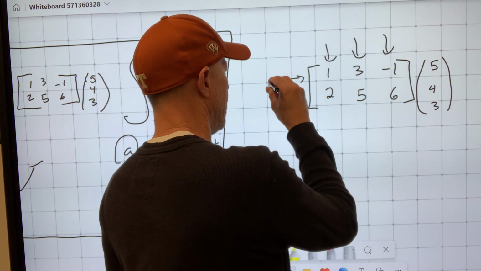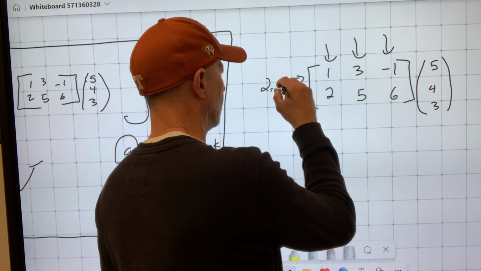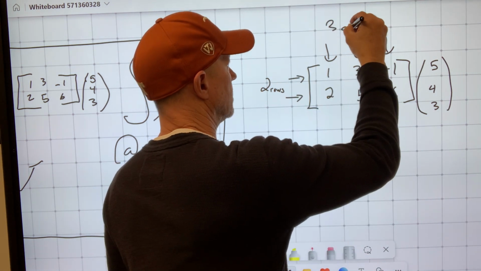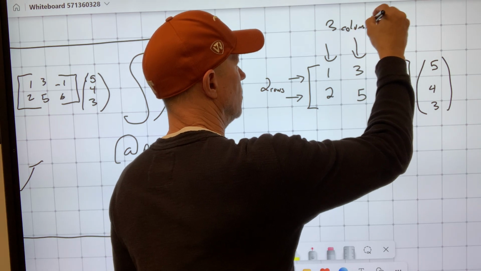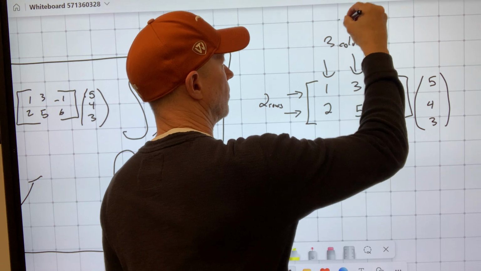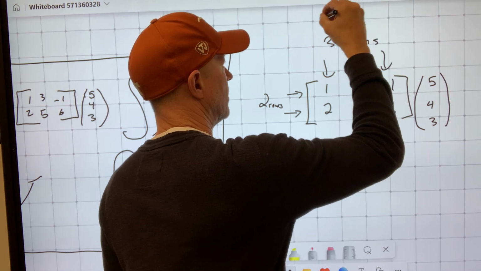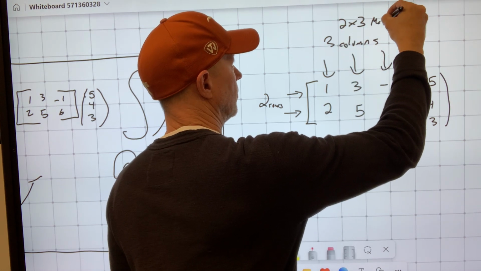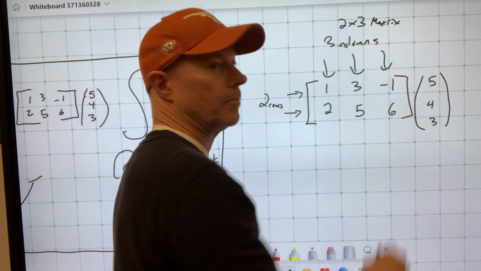So this has 2 rows. It has 3 columns. So we say the size of the matrix is 2 by 3. It's a 2 by 3 matrix. Can we see all that?